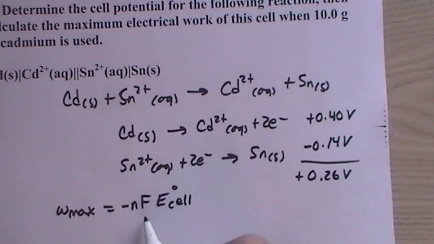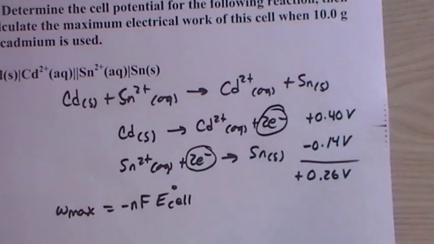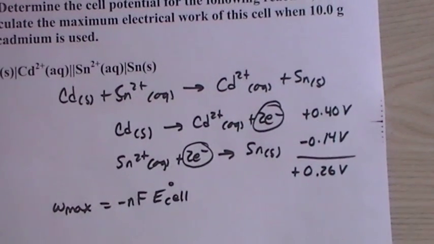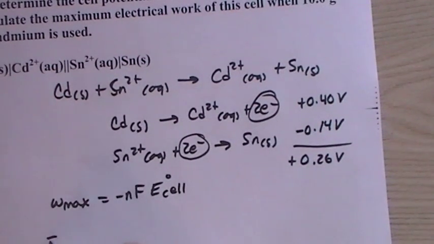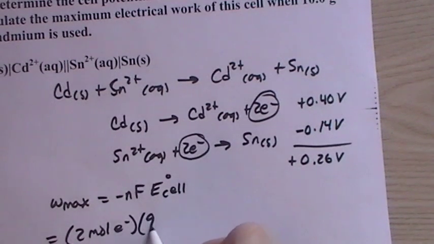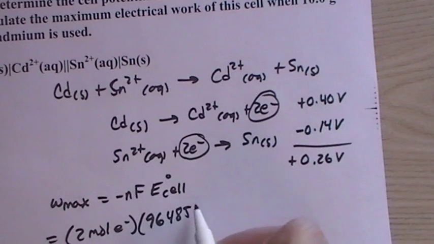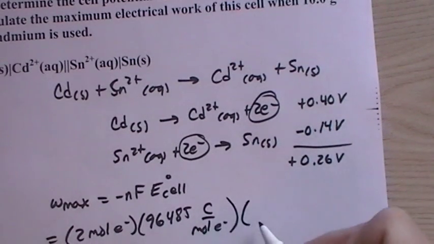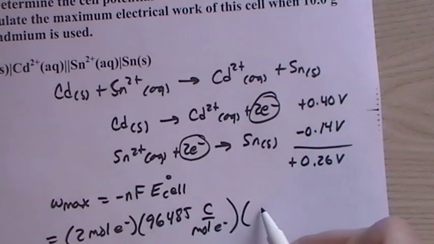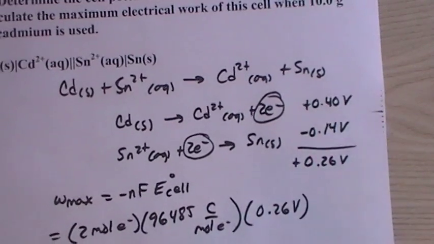We have Faraday's constant we have to put in there, and n is the number of electrons transferred. So when it's a balanced reaction, there's 2 moles of electrons transferred for this reaction. So we have n, which is 2 moles of electrons. And then we have Faraday's constant, which is 96,485 coulombs per mole of electrons. And then we have the voltage, which is 0.26 volts.